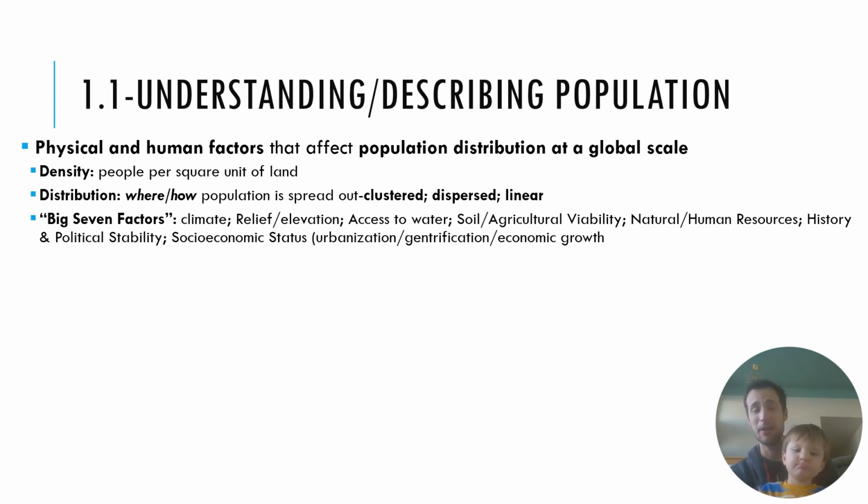And then we also talked about the big 7 factors that relate to population. So areas that are high or low in population or population density, you can relate those back to climate, relief / elevation, which means how high above sea level you are or how low you are. Access to water and soil and agricultural viability, natural human resources, history and political stability, that's a human factor, socioeconomic status of people, and then also things like urbanization, gentrification, and economic growth.